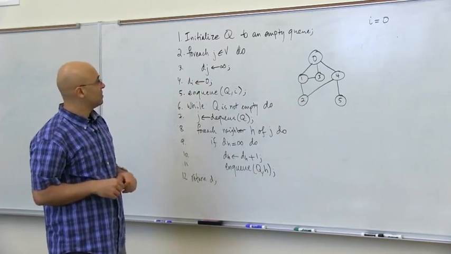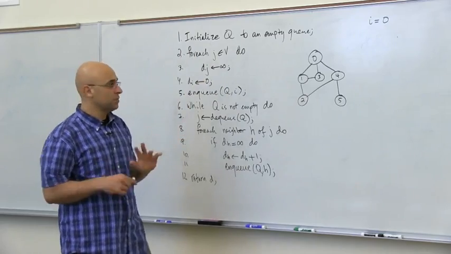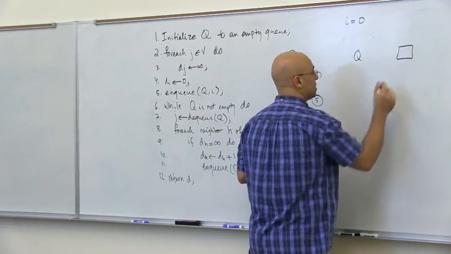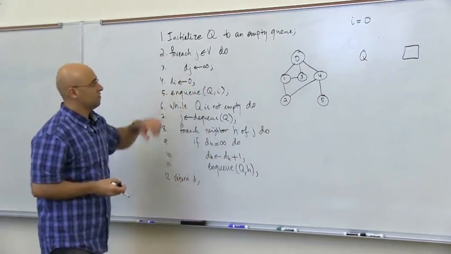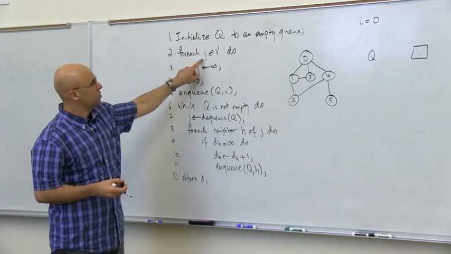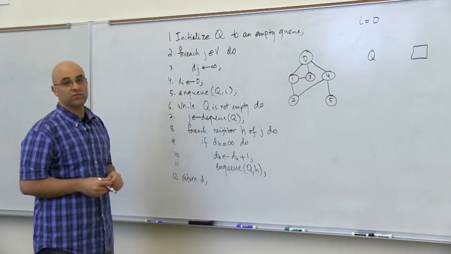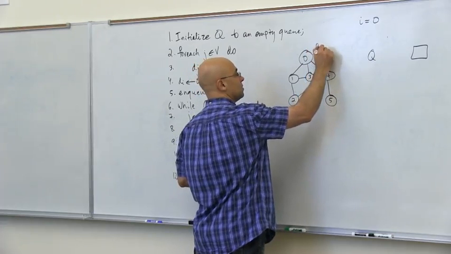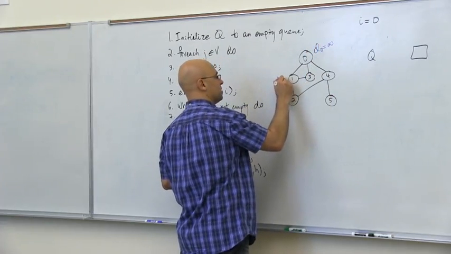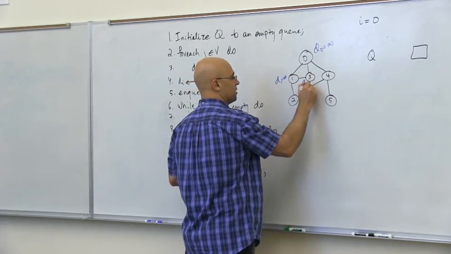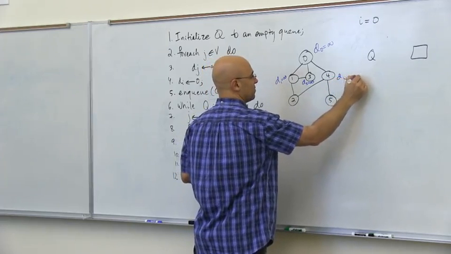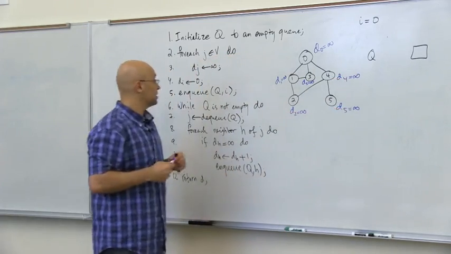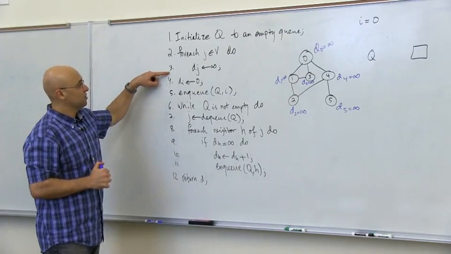The first thing that the algorithm does is initialize q to an empty queue. So I'm going to have q here, an empty queue. This is the first line. Then it says, for every node j, initialize the distance to infinity. So we now have d0 equals infinity, d1 equals infinity, d3 equals infinity, d4 equals infinity, d2 equals infinity, and d5 equals infinity. Now we are done with lines 1, 2, and 3.